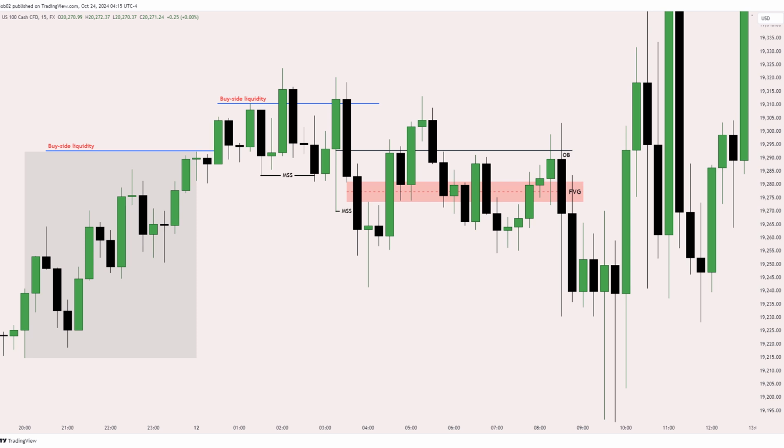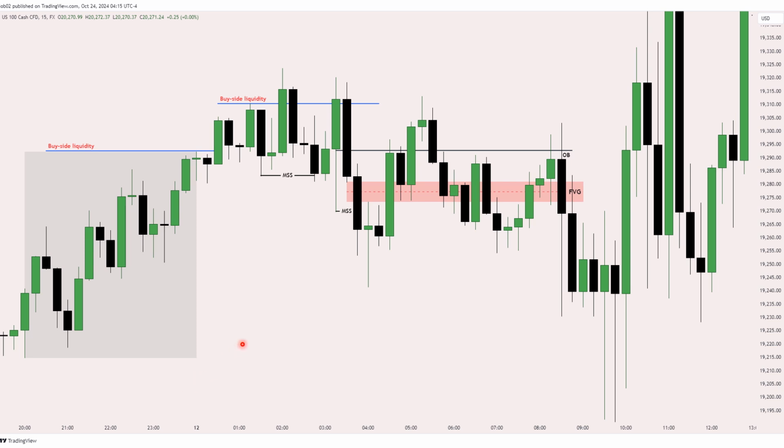Now, for the first example, we're going to be looking at Nasdaq on the 15-minute time frame. I want to emphasize the importance of having a daily bias because this will help you immensely in not taking incorrect trade setups, and I will use this example as an explanation.